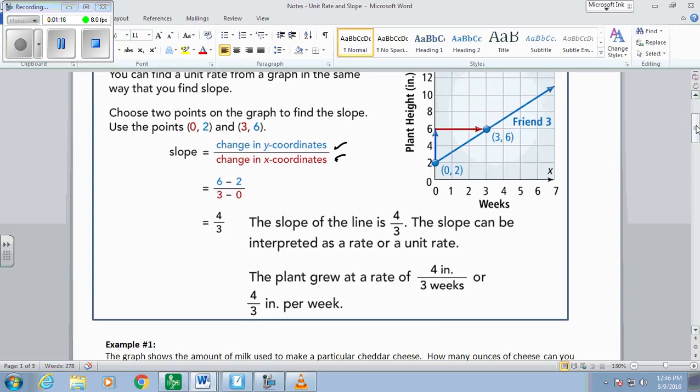This is kind of important here. If you read it as 4 inches every 3 weeks, that's considered a rate because the second quantity is not 1. But if you take 4/3, you technically do 4 divided by 3, you'd still get 4/3, and then put inches per week. Now per week is 1, and now it technically is a unit rate.